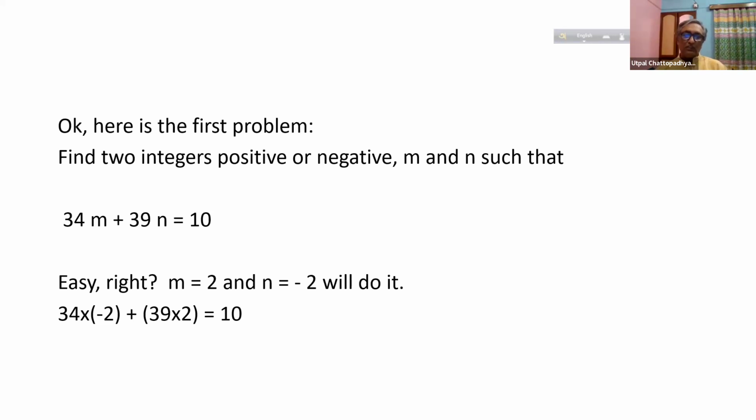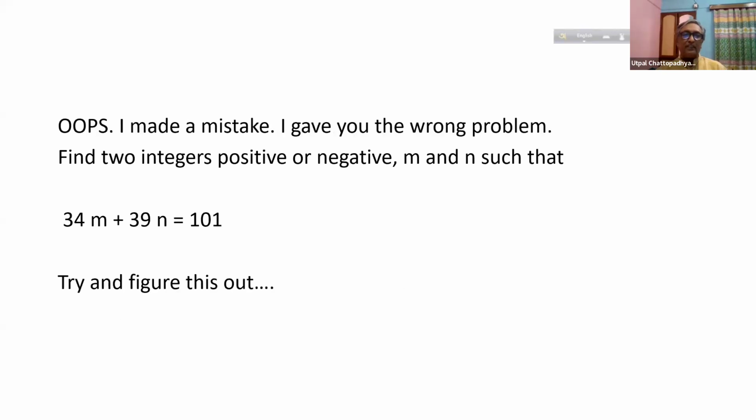Okay. So the only thing is that, I gave you 34. I made a mistake. Oops. I gave you the wrong problem. What I wanted to give you is: find me two integers m and n such that 34m plus 39n is 101, not 10. I missed out the last bit. It was written in ink, and a drop of water fell and erased that.